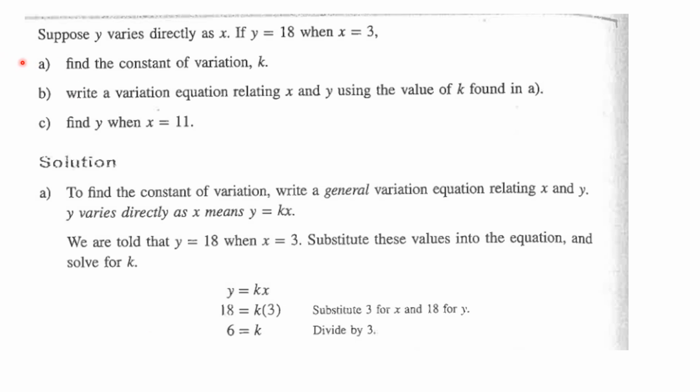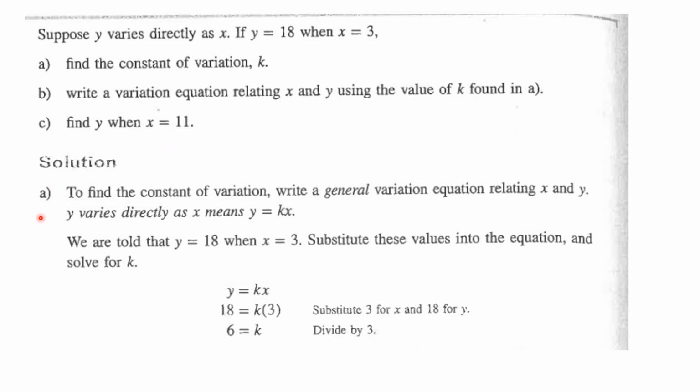Let's do an example. Suppose y varies directly as x. Right away, when I tell you that y varies directly as x, you know that y is equal to k times x. Then I give you some data. If y equals 18 when x is equal to 3, we can find the constant of variation. That's part A. Part B, we can write a variation equation relating x and y using the value of k that we already found. And then we can use that general equation to find y when x is equal to 11 in this problem. In fact, we can find y when x is equal to any value.